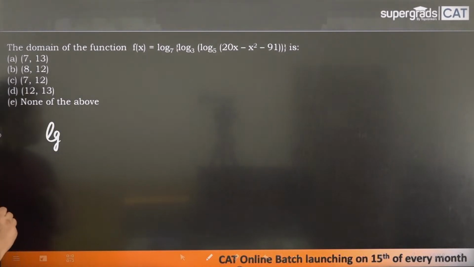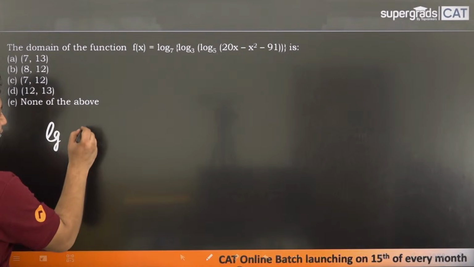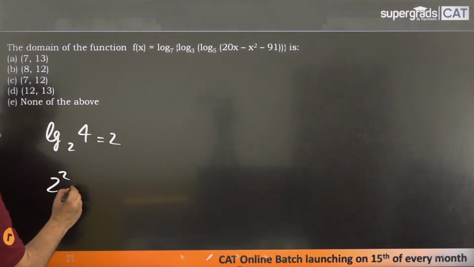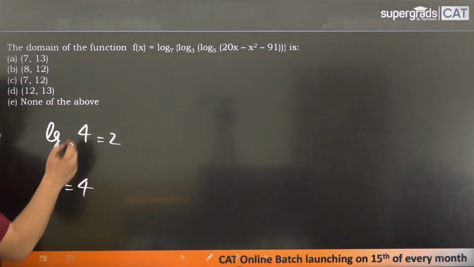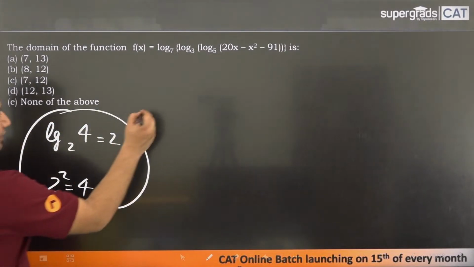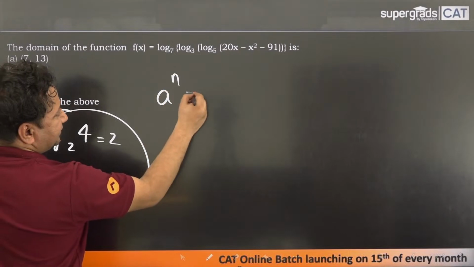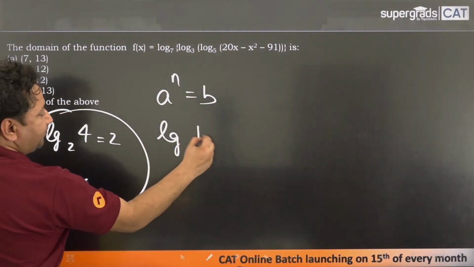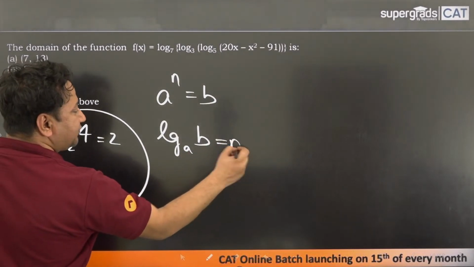log of 4 base 2 equal to 2, this means 2 square is equal to 4. In another way, we can say that if a to the power n is equal to b, that means log of b at the base of a is equal to n.